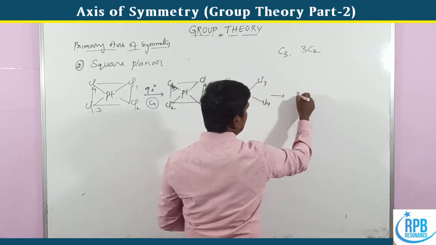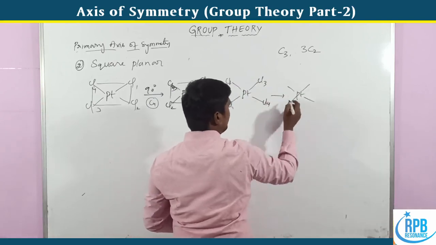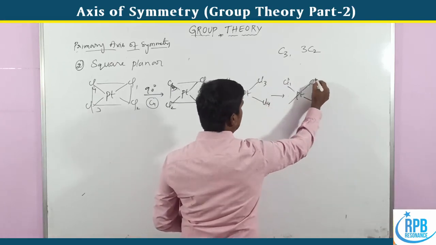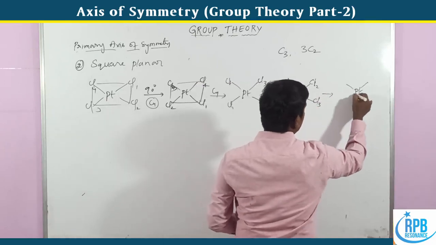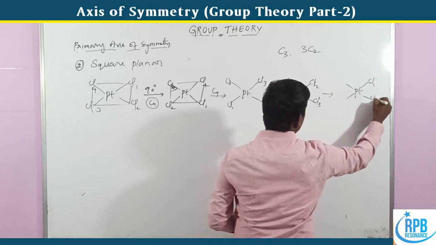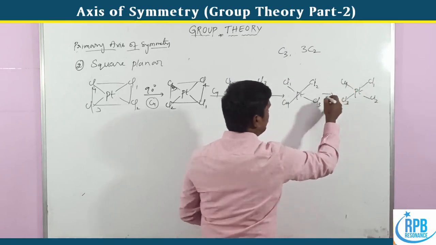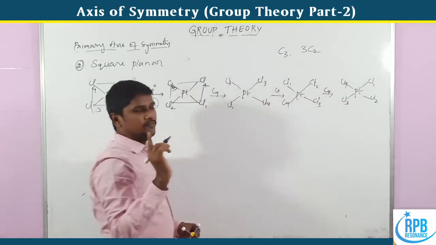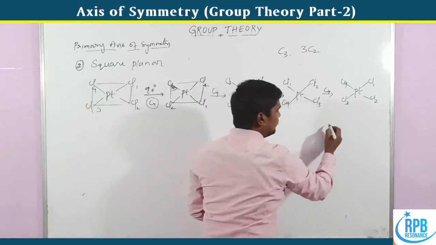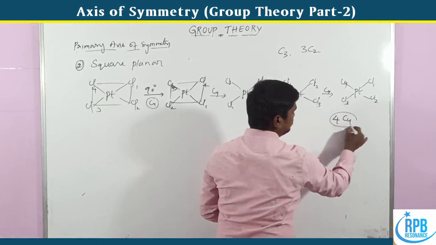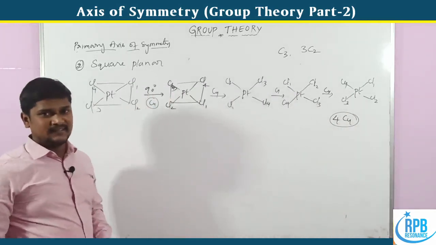So again, one more C4 axis is there. Cl1, Cl2, Cl3, Cl4. So the final one is platinum. So now here Cl1, Cl2, Cl3, Cl4. So totally here four C4 axes are there. So 1, 2, 3, 4. Four C4 axes are present.